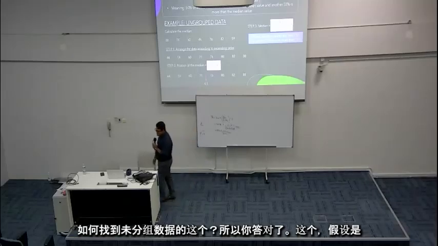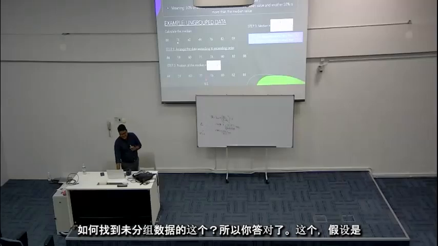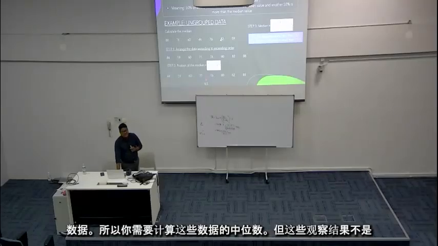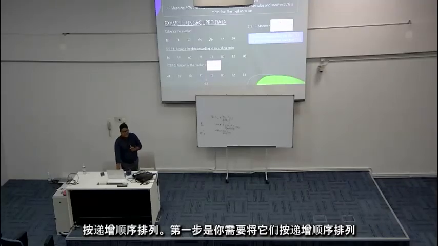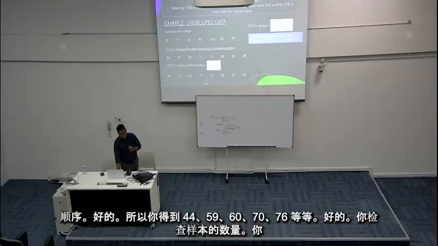For ungrouped data, let's say this is the data, so you need to calculate the median of this data. But these observations are not arranged in increasing order. The first step is you need to arrange them into increasing order. Okay, so you get 44, 59, 60, 70, 76, and so on.